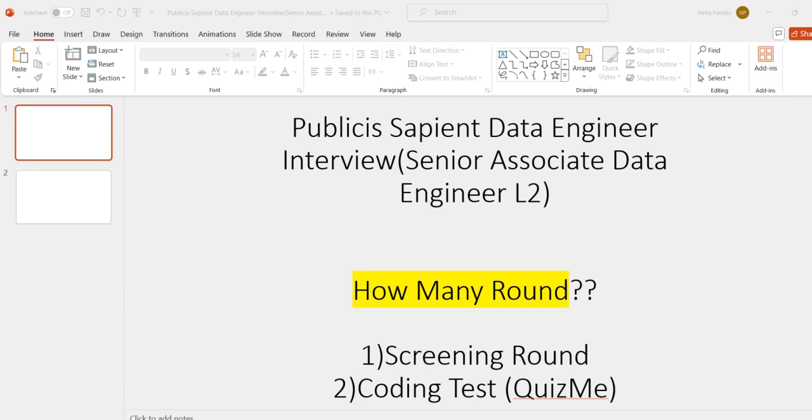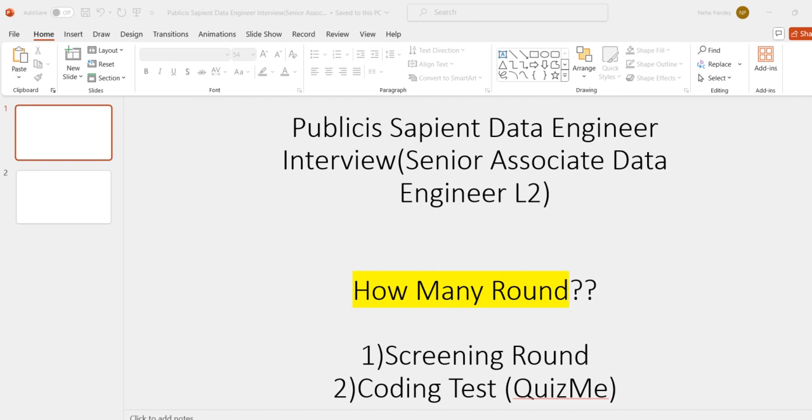So today we will cover interview questions asked in Publicis Sapient for data engineer. More specifically, they are hiring for senior associate data engineer L2. In my case, they approached me through my LinkedIn profile. The recruiter called me based on my resume and my skill set, what they are looking for.